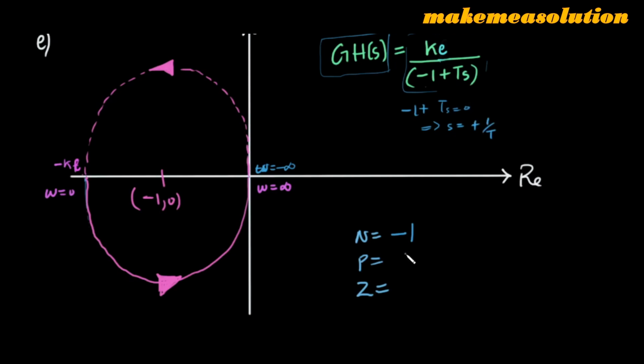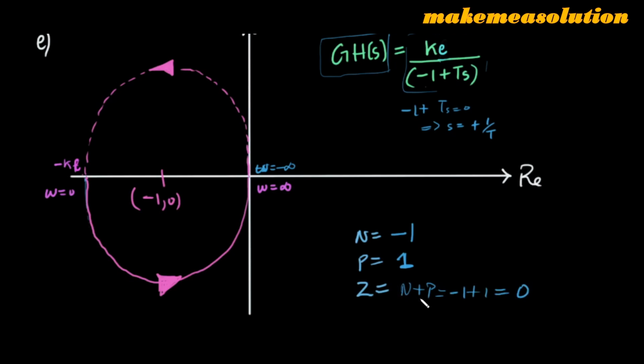Okay, that means there is one positive pole from the open loop transfer function, and that will occur on the right hand side. So what is the value of Z? The value of Z is actually what? N plus P. So you can see that N plus P is minus 1 plus 1, which is 0.